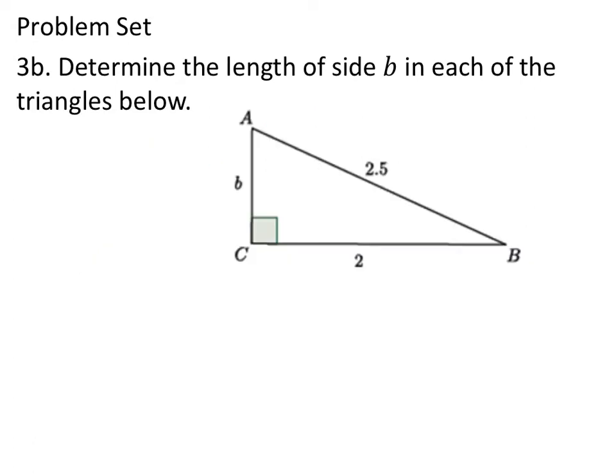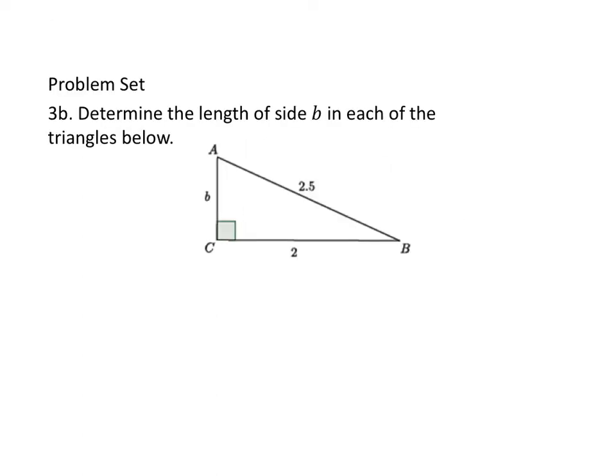Alright, 3b, determine the length of side B in each of the triangles below. So we use the Pythagorean theorem on that last one. We'll use the squares on this one, even though the Pythagorean theorem would give us the same answer. So once again, we'll just identify this B value here. That's a leg value, and we're looking for first the area of that square, and once we find the area, we can find the side length of the square.